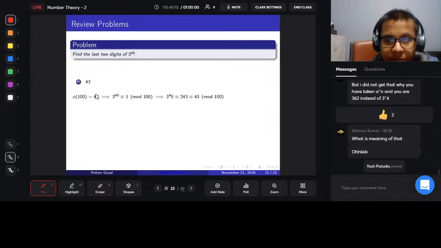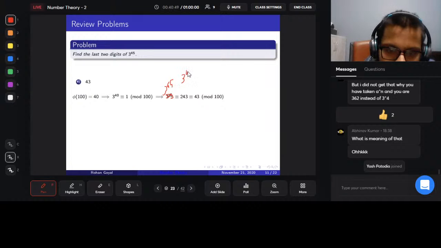That's true, I think, because 100 is 5 squared times 2 squared, so phi is 20 times 2, that's 40. So by Euler's theorem, we get 3 to the 40 is congruent to 1 mod 100. Oh, I'm sorry, this is 3 to the 45, that's my bad. It's congruent to 3 to the 40 times 3 to the 5.